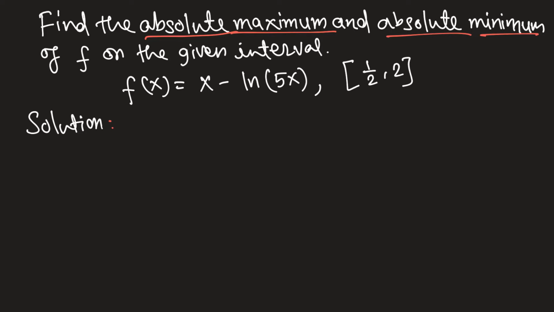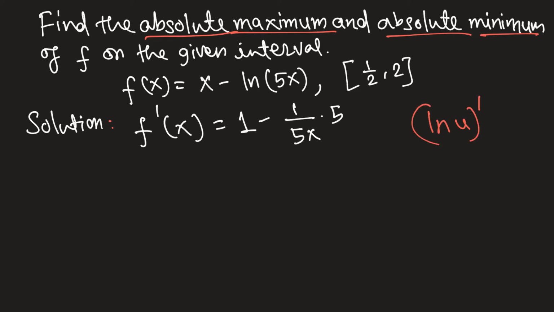And to find the critical numbers, we find the derivative of this function. So let's find that. The derivative of x is 1, minus the derivative of ln 5x, which is 1 over 5x times 5. We know when we have ln of u, its derivative is 1 over u times u prime from the general rule. So this is the case, which simplifies to 1 minus, the 5s cancel, 1 over x.